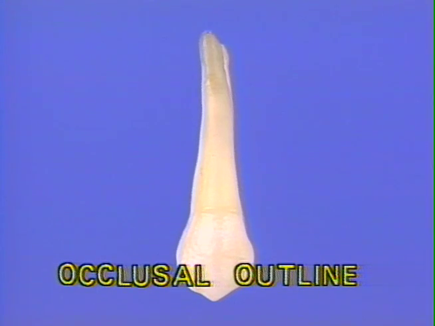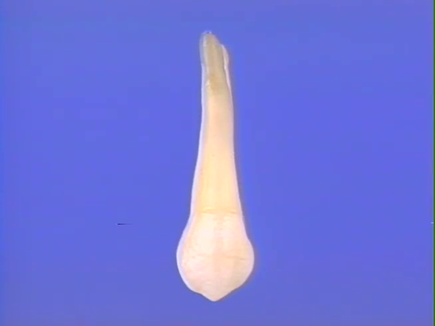Occlusal outline. The occlusal outline is similar to the incisal of the maxillary canine. The cusp tip is pronounced, although not as much as the canine. The cusp tip divides the occlusal portion into two slopes: the mesio-occlusal slope, which is longer and straighter, and the disto-occlusal slope, which is shorter and more curved, thus offsetting the cusp tip slightly toward the distal.